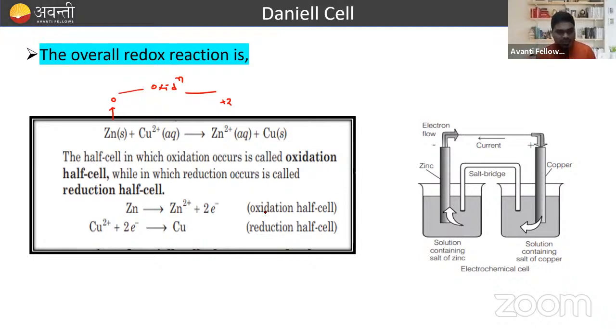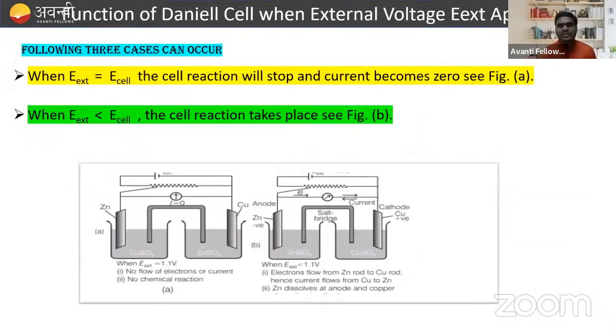Okay. Similarly, if I'm talking about copper, copper having oxidation state 2 here, and here the copper having oxidation state 0. So the reduction takes place in case of copper. So the half cell in which the oxidation occurs is called the oxidation half cell, while the one in which the reduction occurs is called the reduction half cell. For example, zinc loses 2 electrons and it will form the oxidation half cell. Similarly, copper accepts these 2 electrons to become copper, and this is called the reduction half cell, right? So this is all about the overall redox reaction.